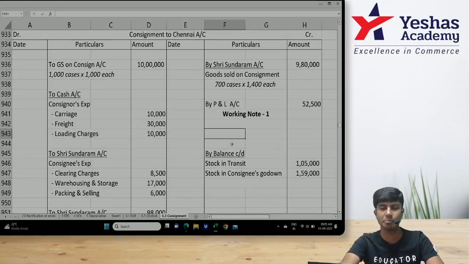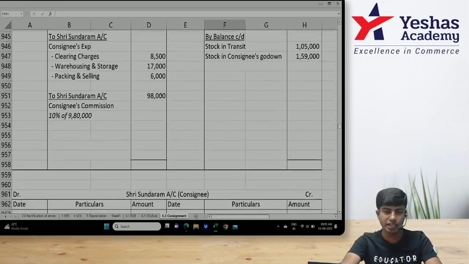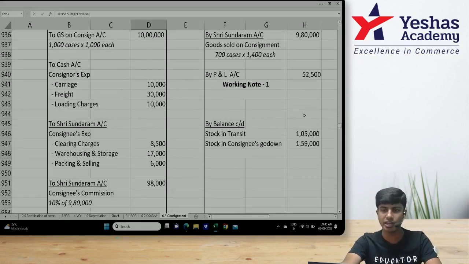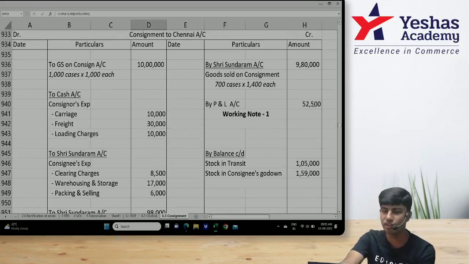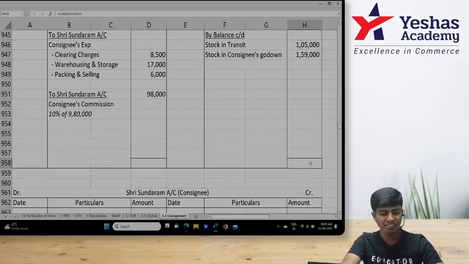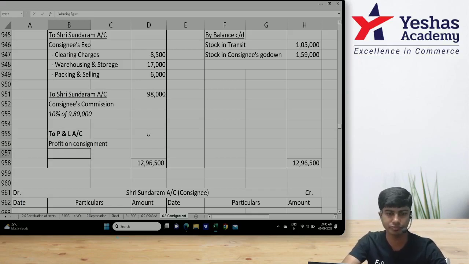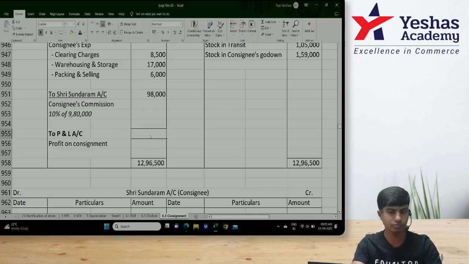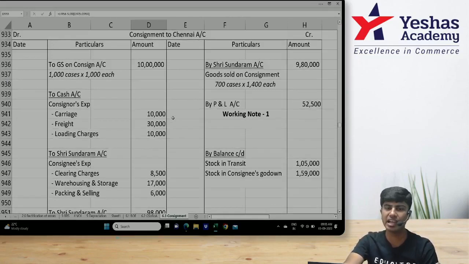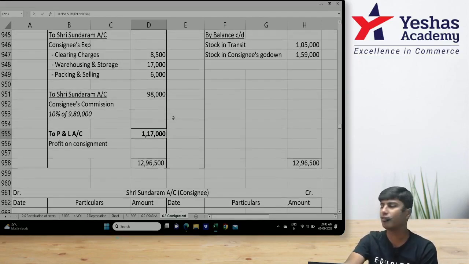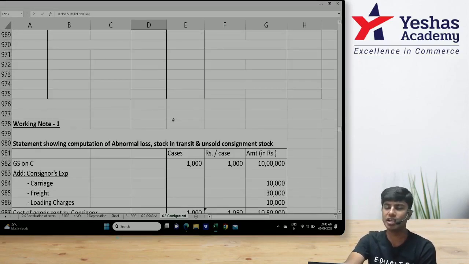Everything's over. We need to find the profit or loss. 98,000 plus 52,500 plus 1,05,000 plus 1,59,000 makes 12,96,000 on this side. The profit and loss account balancing figure is 1,17,000. That's the profit.